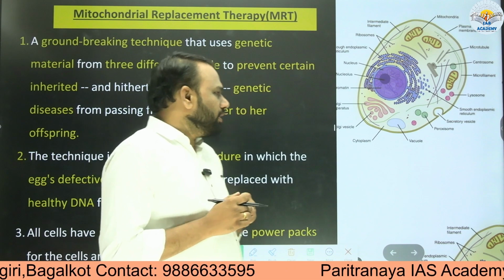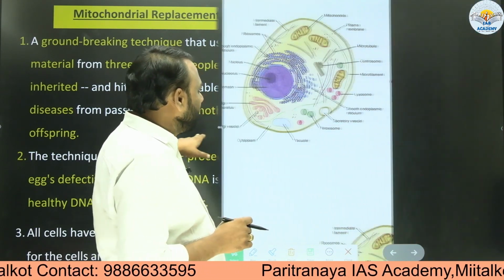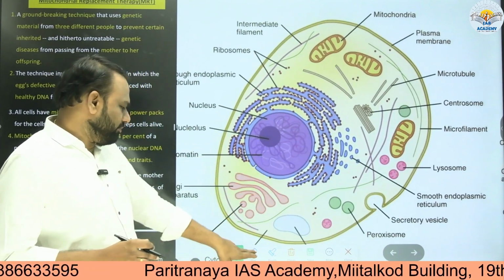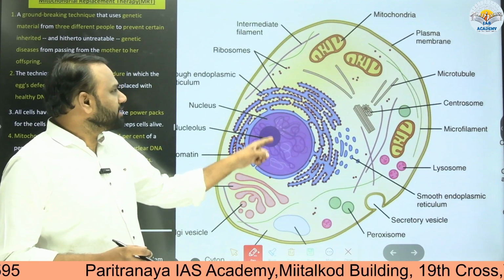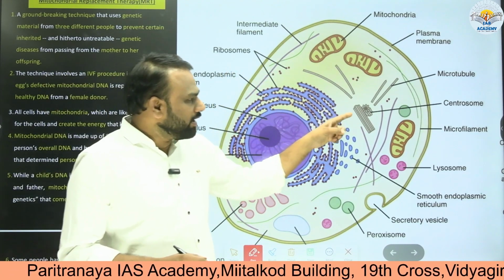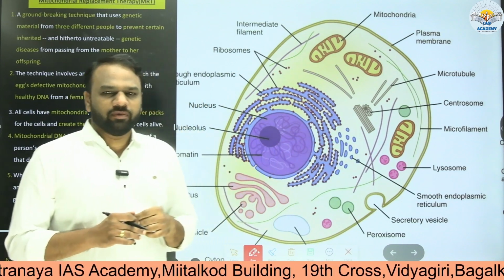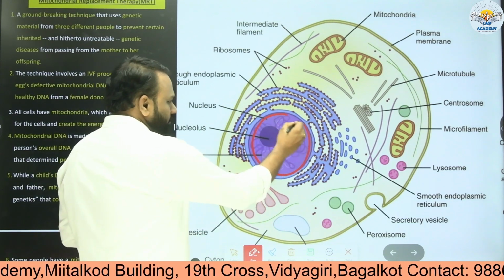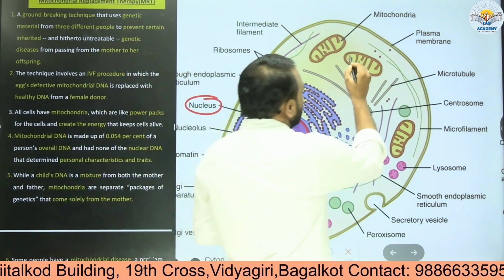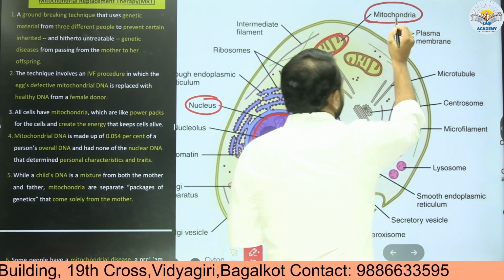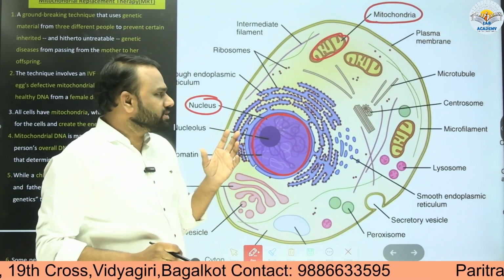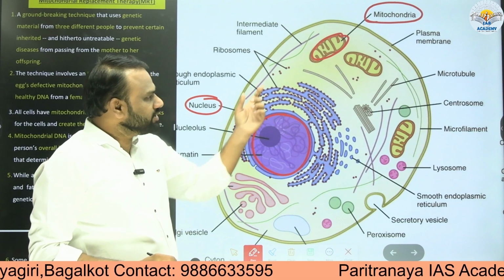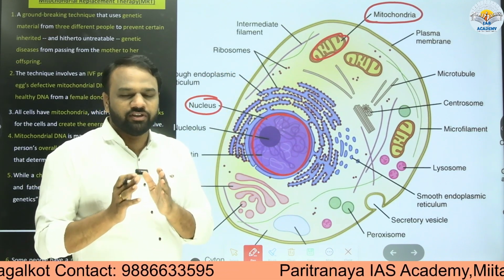So we all know that every human cell consists of multiple things. For example, it may have a nucleus, ribosomes, mitochondria, centrosome, microfilament, many things. But here we are interested in two things when it comes to the cell. One is the nucleus, another one is mitochondria. So why are these two things important for this discussion? Because they consist of genes. The nucleus consists of genes. Similarly, mitochondria also consist of genes.